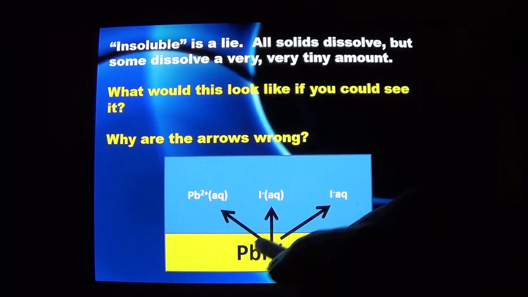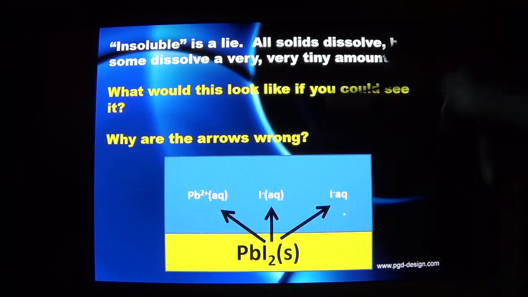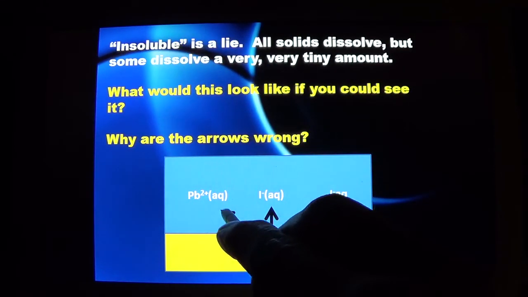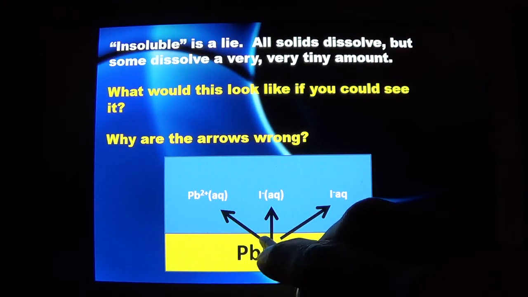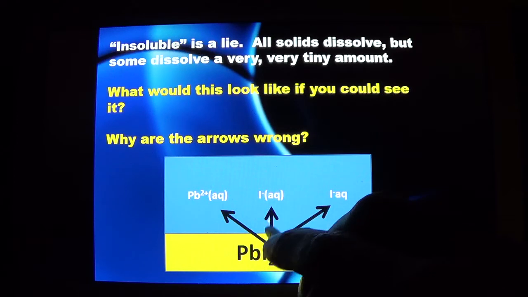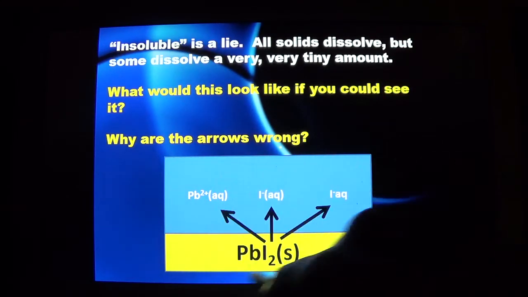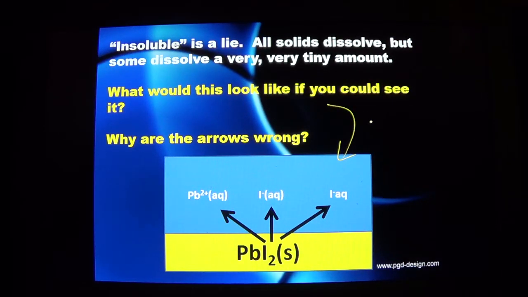Okay, so here's my yellow lead 2 iodide sitting at the bottom of my beaker. Here's my water. The blue stuff is water because we all know water is blue, right? Anyway, what would it look like if you could see this happening? Well, you would see this. Not only would you be seeing the lead iodide solid dissolving, it is a salt, so you're going to see it ionizing at the same time. Now in this picture, my arrows are incorrect. Why are my arrows incorrect?